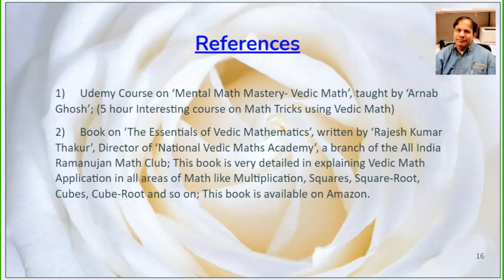It may be $10 to $15 on Udemy. The second one is a book on the essentials of Vedic math, written by Rajesh Kumar Thakur, who is the director of National Vedic Math Academy in India. And this book is very detailed in explaining Vedic math and applications in all areas of math, of multiplication, addition, subtraction, square root, cube root, etc.